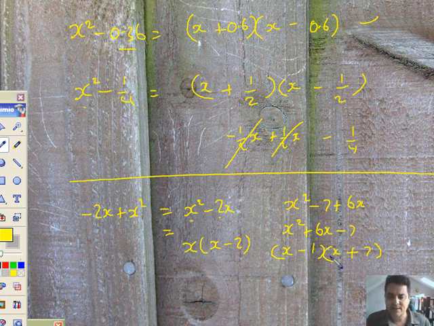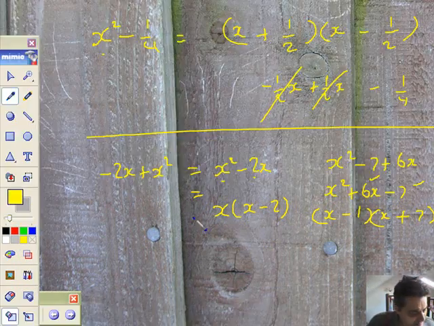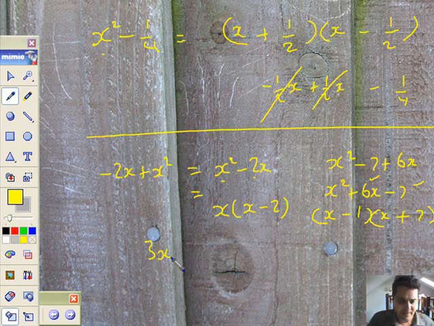Test it. x times x, x squared. x times 7, 7x's. Minus 1 times x, minus 1x. So we've got 7x take away 1x, which is 6x. And of course, minus 1 times 7 is minus 7. So that's perfectly good. I'll do the last one, I think. No, I'll do G. Fit it down here, then we'll stop the video as a little starter.